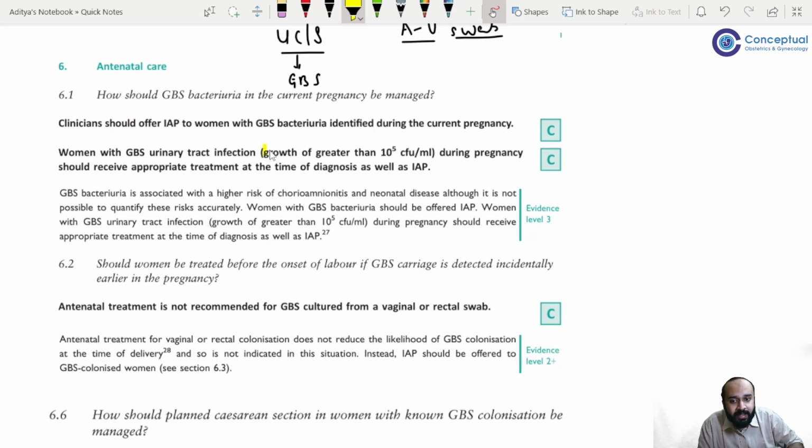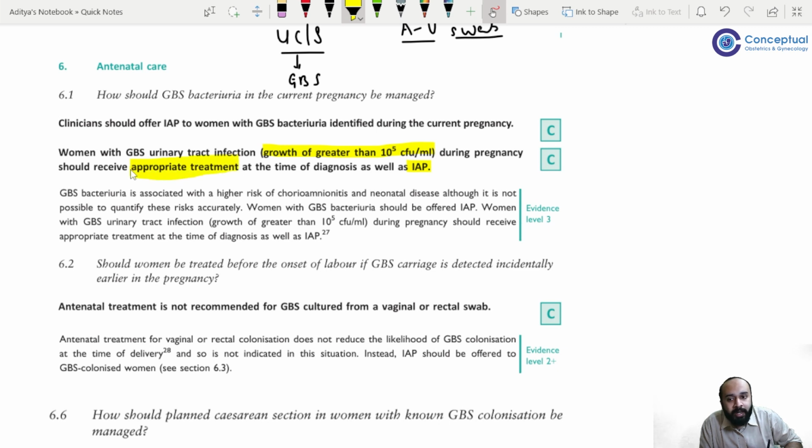I consider it significant if the number of bacteria is more than 10 raised to 5 colony forming units. If the number of bacteria in the urine is more than 10⁵, then only is she a candidate for intrapartum antibiotic prophylaxis, and she should also receive treatment for her UTI immediately.